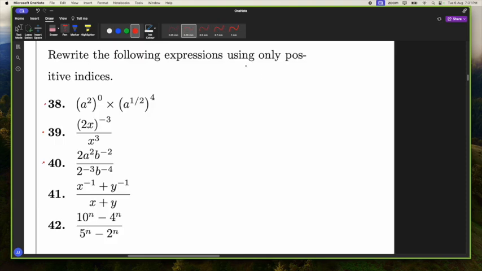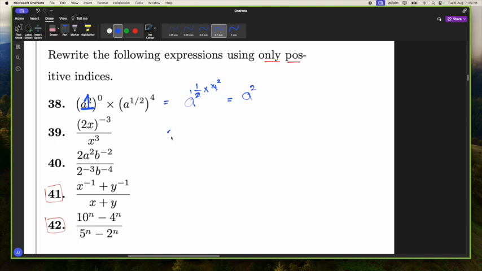Rewrite the following expressions using only positive indices. So you had to rewrite the questions using only positive indices. Well, anything to the power of 0 is 1. So this is 1 multiplied by whatever this is. So this doesn't even matter really, right? So this is a to the power of a half multiplied by 4, right? So 2 into 4 is 2. So you will get a squared for this first one.